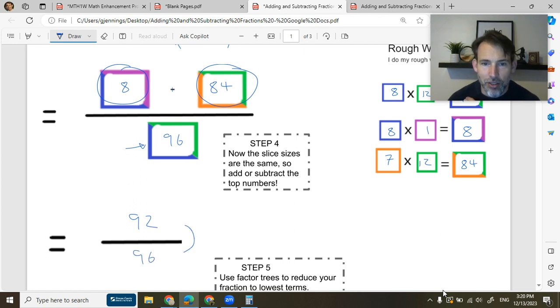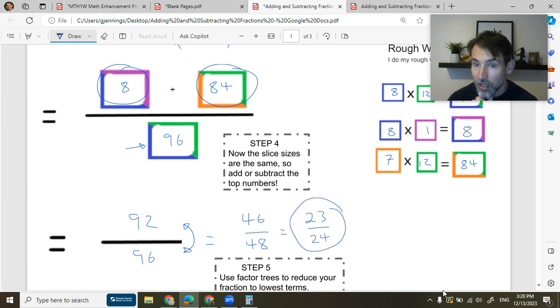And now maybe I notice, wow, both of those numbers happen to be divisible by 2. So if I take the 2 out, that would be 46 over 96 divided by 2 happens to be 48. Wow, they're still both divisible by 2. So I take out another 2, 23 over 24. Oh, I predicted a number ever so slightly smaller than 1, and I got one, 23 24ths. Great. So that's how I would do that question.